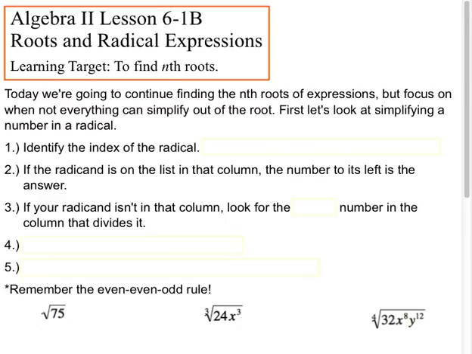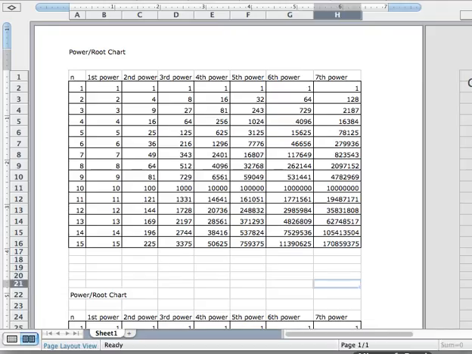So we're going to start by looking at what do we do with numbers, then what do we do with variables, then putting it all together. The first thing is you want to identify the index of the radical, because that's going to tell you what column of the powers chart you're going to look at. You've already been exploring this idea, but it is noteworthy that that is your first step. If the radicand is on the list of that column, the number to its left is the answer. You were seeing this yesterday as we were doing our notes. If I was looking at the fourth power list and I wanted to know what is the fourth root of 81, my answer is 3. So that's what that part of the rule means.